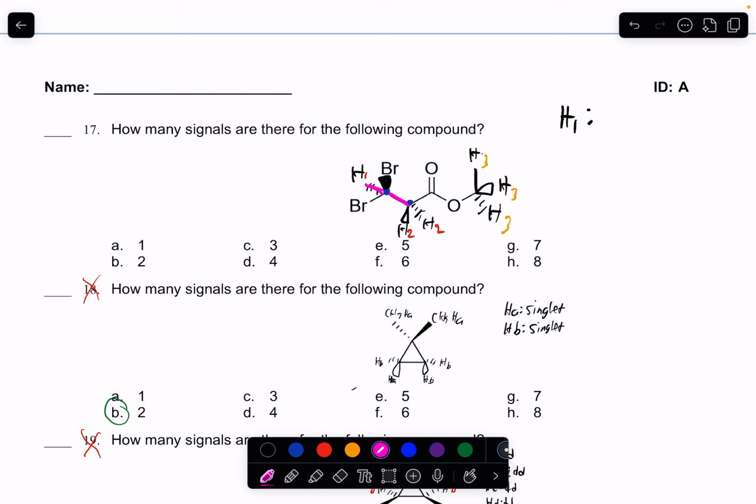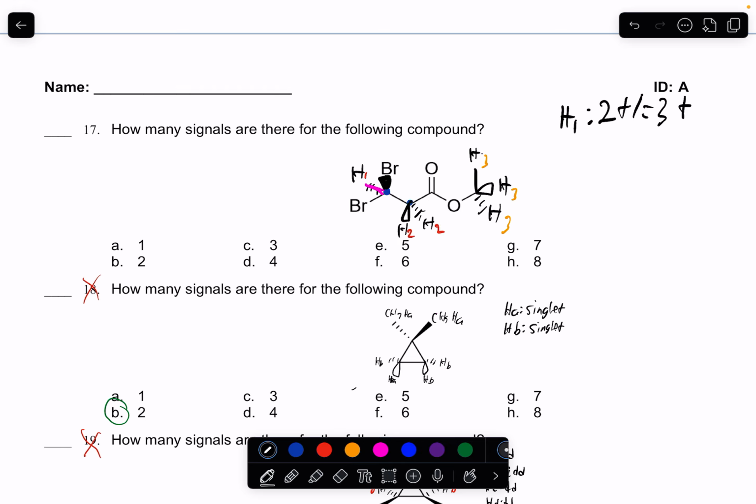1 bond, 2 bonds, 3 bonds. Are there any hydrogens here? No, there are not. So we can only go over here. And so, how many protons do we have? And over here, we have 2 plus 1 equals 3. This is a triplet.